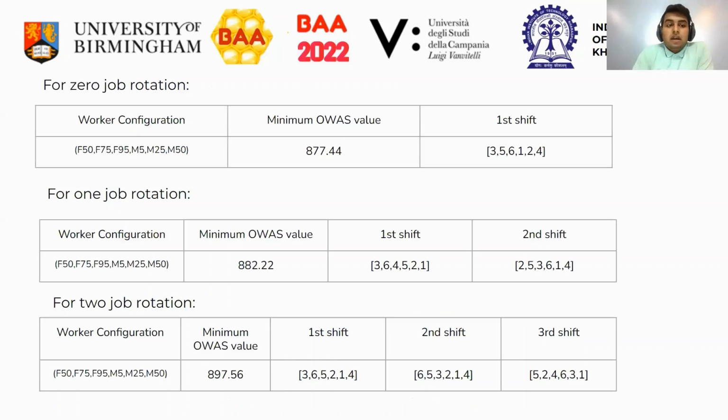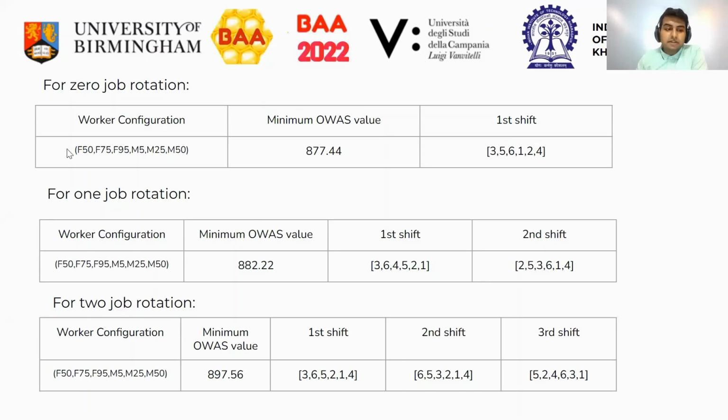This is a worker to workstation configuration for 3 different job rotations. For job rotation 0, worker 1 will be at workstation 3, worker 2 at 5, and similarly. For one job rotation, worker 1 will be at workstation 3 and workstation 2, worker 2 will be at workstation 6 and workstation 5, and so on. For 2 job rotations, worker 1 will be at workstation 3, 6, and 5, worker 2 at workstation 6, 6, 5, and 2, and similarly so on.